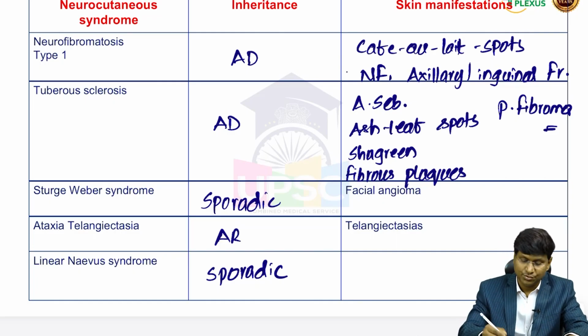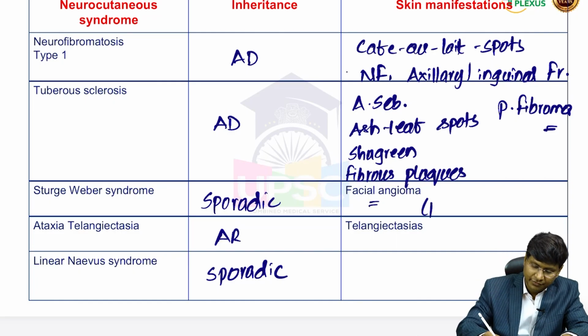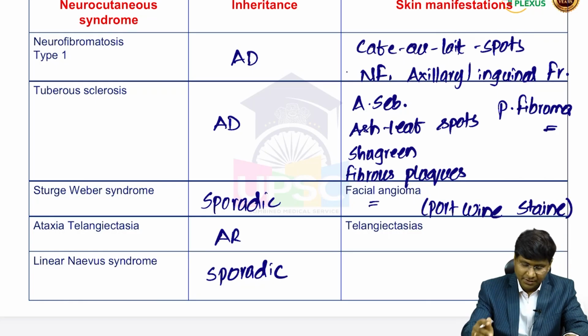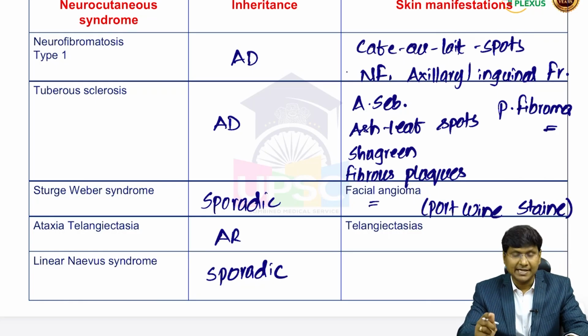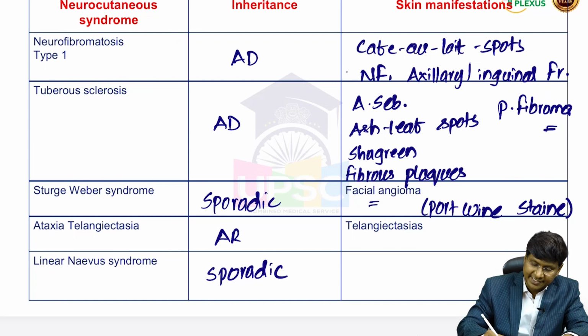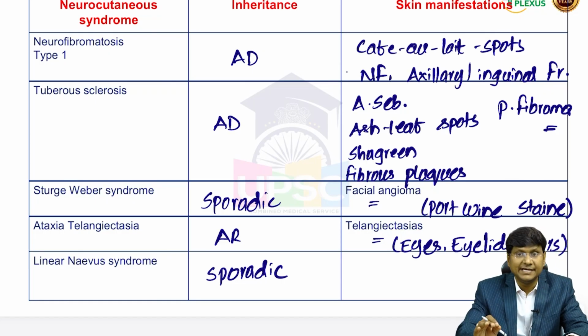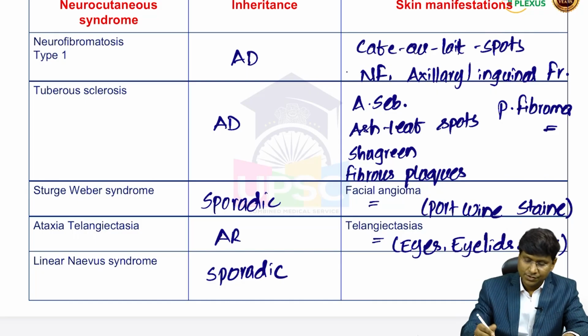In Sturge-Weber syndrome, it is the facial angioma, which we call the port wine stain. That is a characteristic feature of Sturge-Weber syndrome, and it will usually be over the face. And in ataxia telangiectasia, it is telangiectasias, and these are distributed over the eyes, the eyelids, then ears and popliteal fossa. So these are the places where you have the telangiectasias.